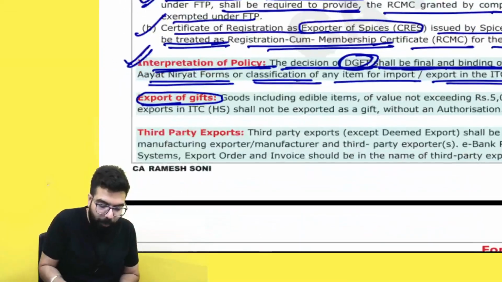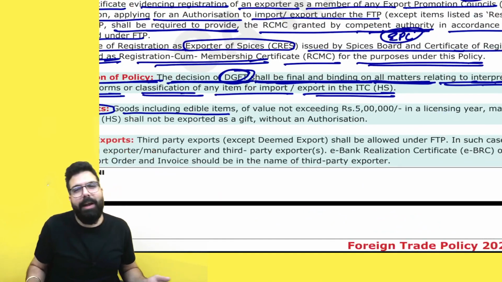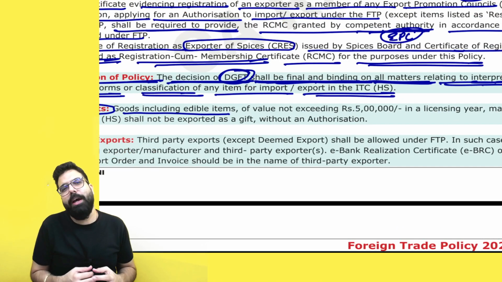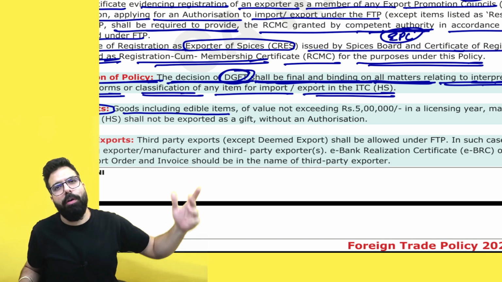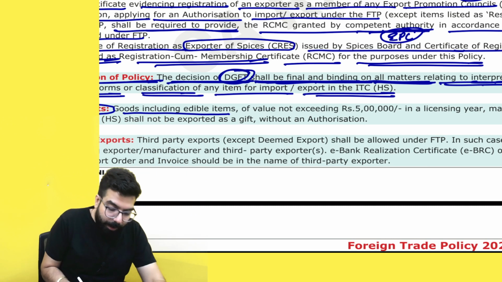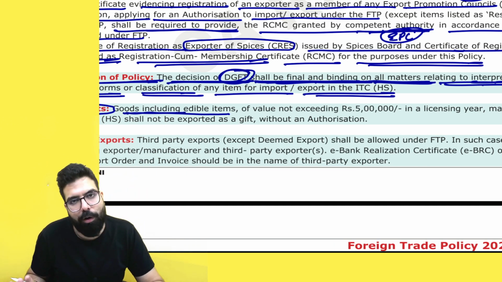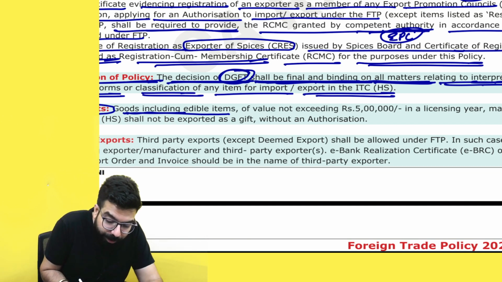Now I am telling you, export goods including edible items. Anyways, exports pay no duty. So they are telling you that you can keep exporting everything freely. When you give a gift, it is always free. So they are telling over here, goods including edible items.